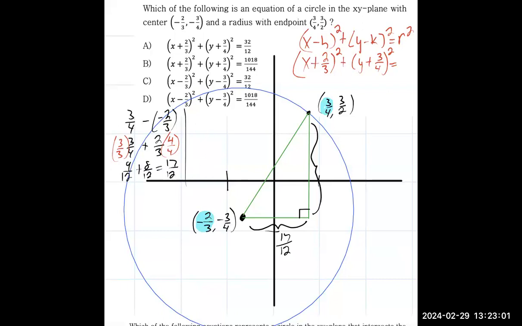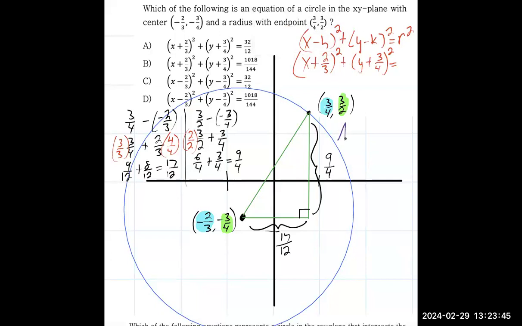Vertically, we're going from a height of 3/2 to -3/4. So the vertical distance is 3/2 minus -3/4. 3/2 plus 3/4. And multiplying by 2/2, that would give us 6/4 plus 3/4, which is 9/4. And so we now know that the vertical distance is 9/4. Now we have everything that we can plug into the Pythagorean theorem.